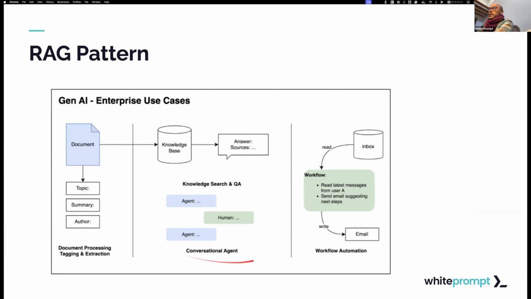Then we have a conversational agent or Q&A strategy, where, when we have the knowledge base, we ask through an agent to retrieve some data from our private knowledge base. And lastly, we can ingest the AI process into a workflow. For example, in this case, we have an inbox. Once we receive an email, we can read the email and suggest a possible response, or even send a response back.